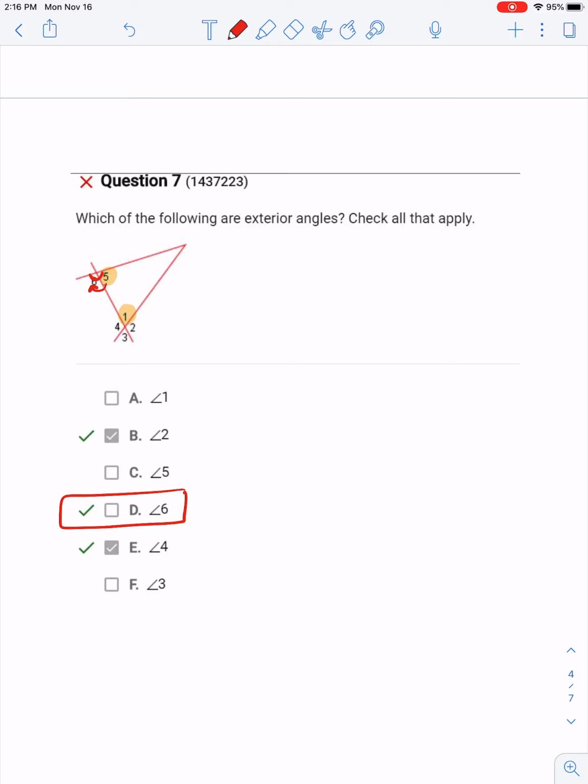Now, angle 1 could make a straight line this way with angle 4, or this way with angle 2. Angle 3 is across from angle 1, so angle 3 is a vertical angle, but it's not an exterior angle, okay? So the two angles on the inside of the triangle that are given to me can make angle pairs with angle 6, and then angle 1 could be angle 4 or angle 2, okay?